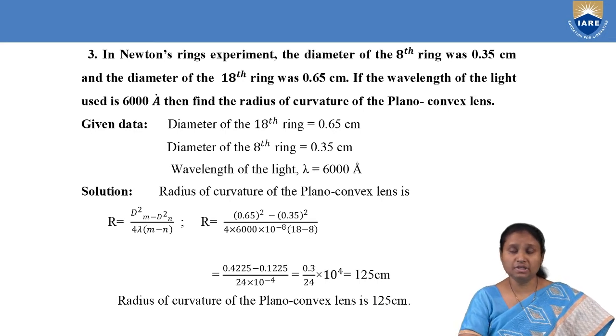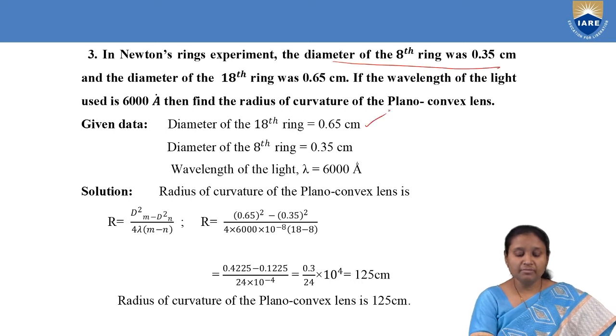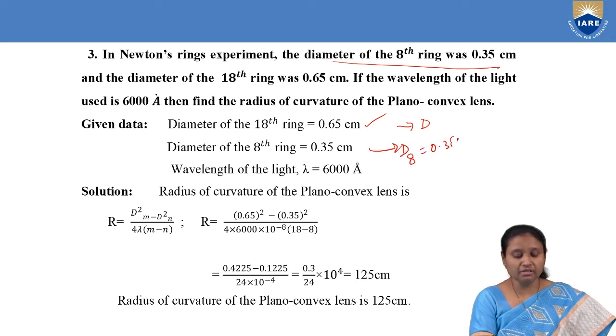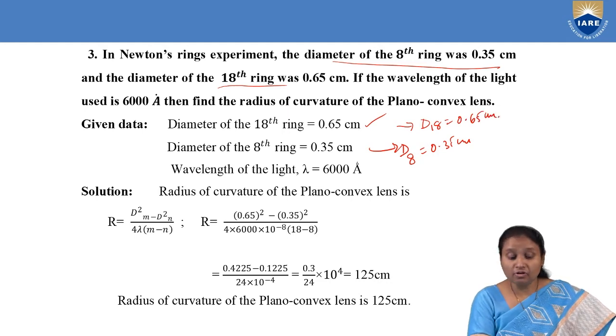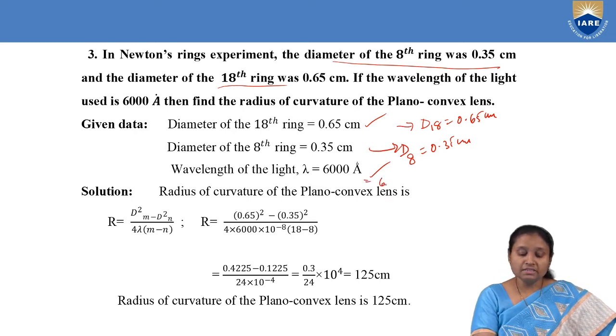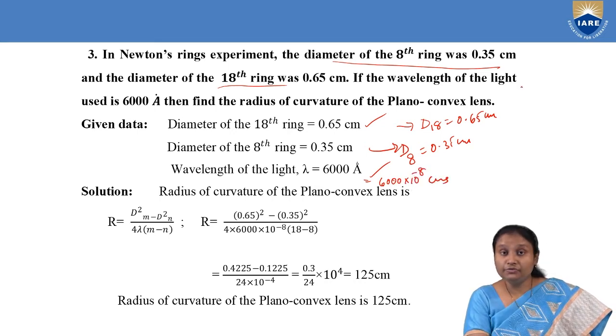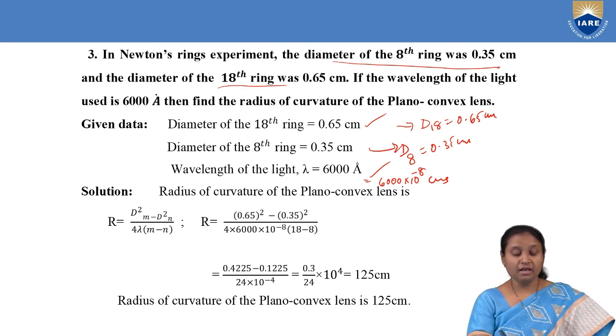Here also the data is given: the diameter of the 8th ring. What is its value? The diameter of the 8th ring is 0.35 centimeter, whereas the diameter of the 18th dark ring is given as 0.65 centimeter. We were given the wavelength of light, which is 6000 angstroms. If you want to represent it in centimeters, 1 angstrom is equal to 10 to the power of minus 8 centimeters. What we need to find here is the radius of curvature of the plano-convex lens. For this, we have one formula.